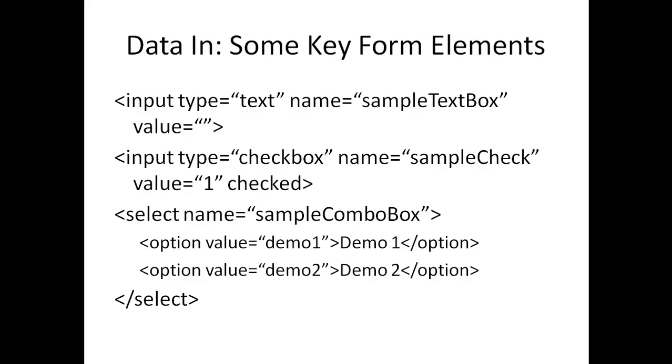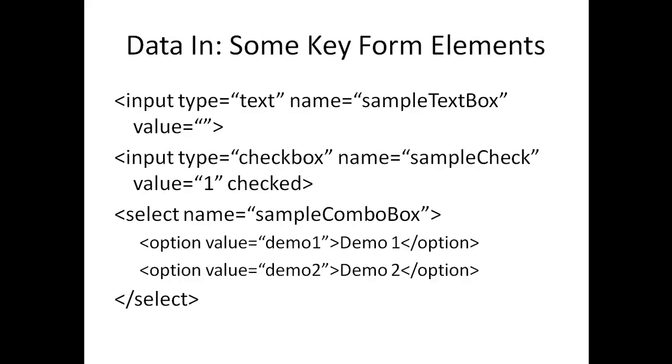The next one is input type equal checkbox, name equals sample check, value equal 1. And I put the checked parameter there. So this is how you create a checkbox. And the value is what the variable for the checkbox, the name, will be set to if the checkbox is checked. And I use the checked keyword here to have the checkbox checked when the form loads.